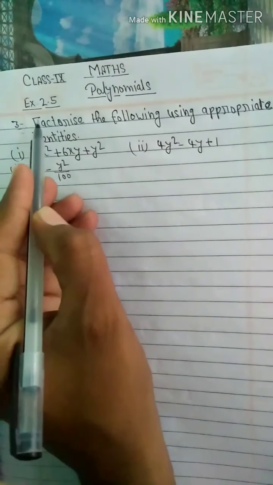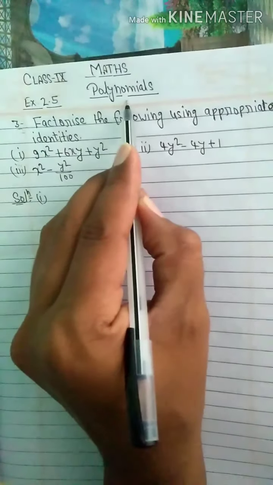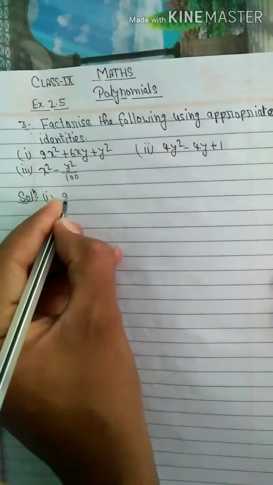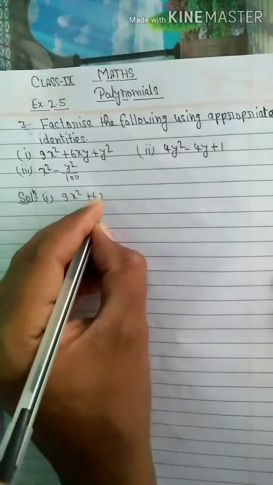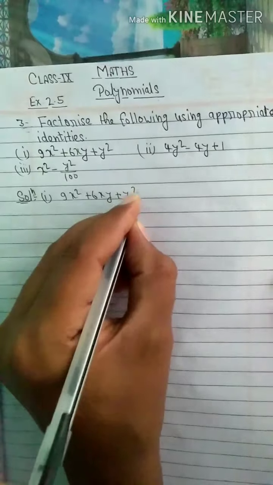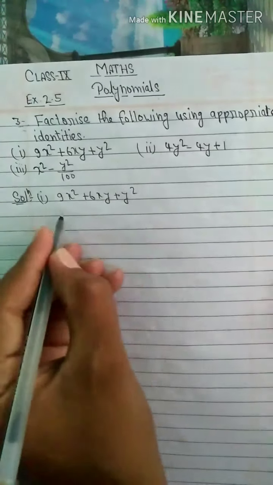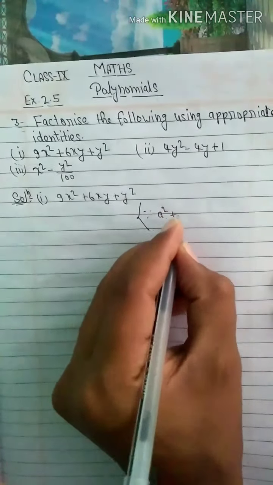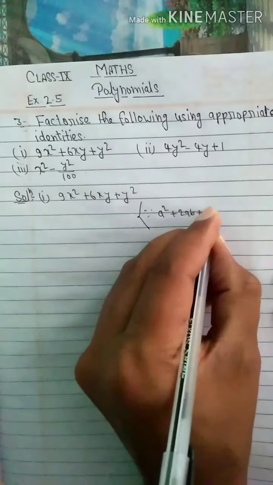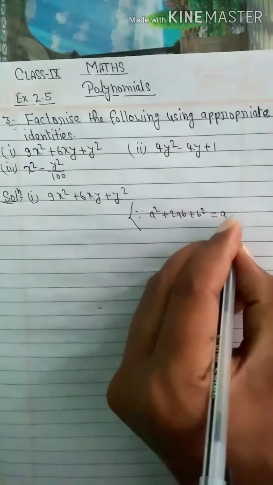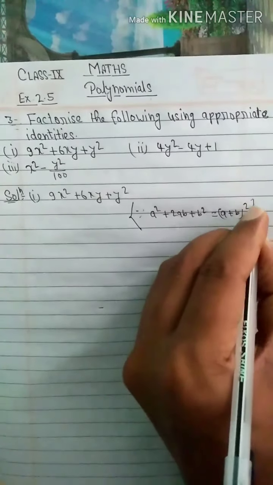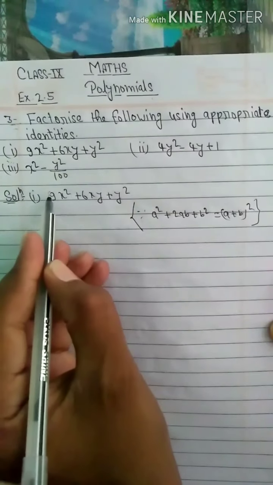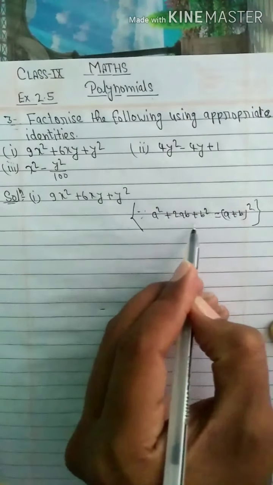Today I am going to tell you the third question of exercise 2.5 from the chapter Polynomials. So now let's see the first part. 9x square plus 6xy plus y square, and here we use the identity a square plus 2ab plus b square equal to a plus b whole square. Now in this question, using this identity, the given expression is in this form.